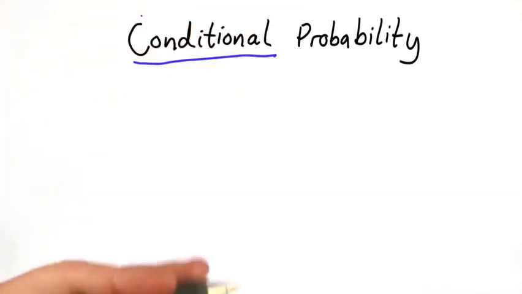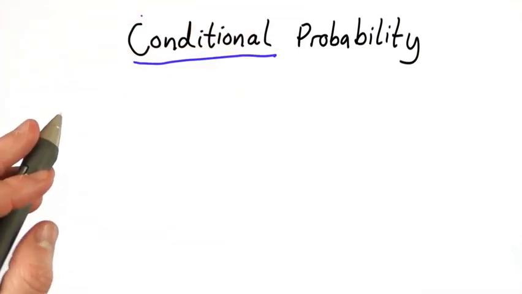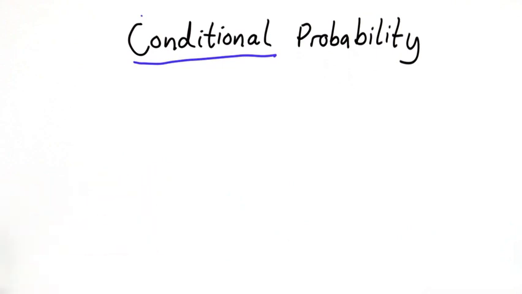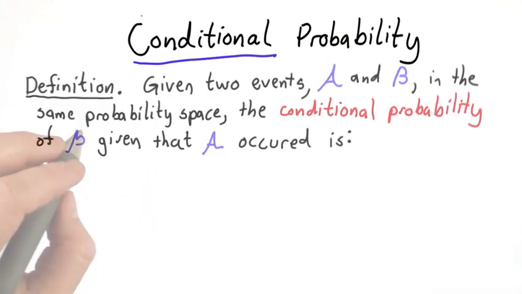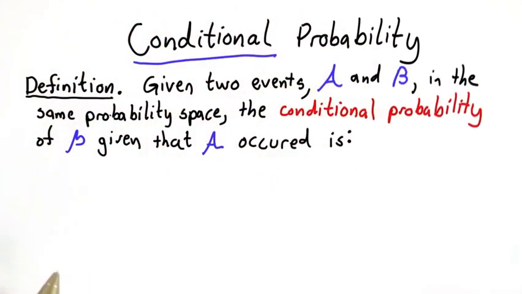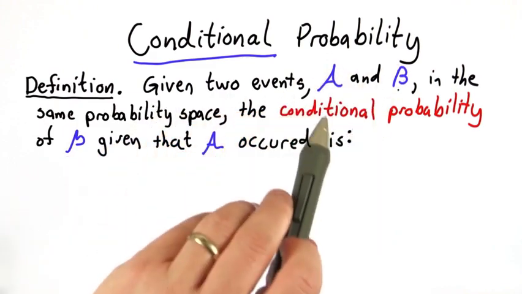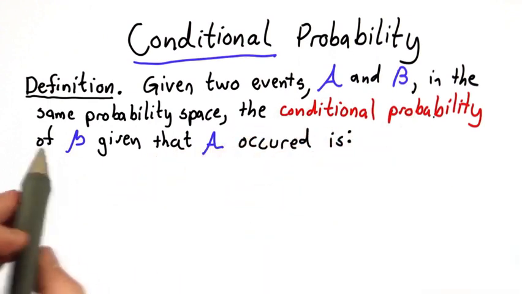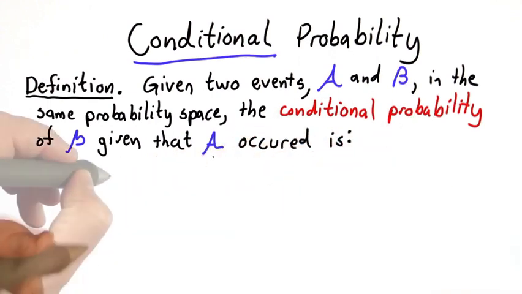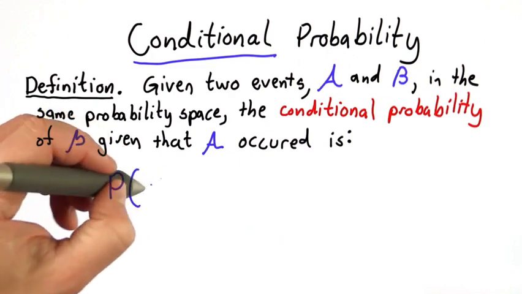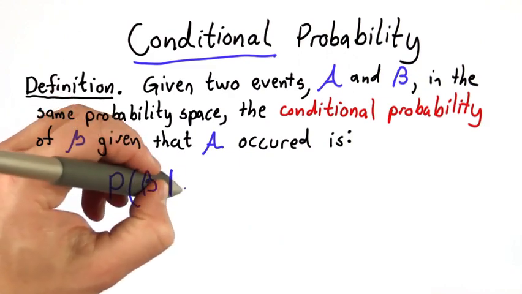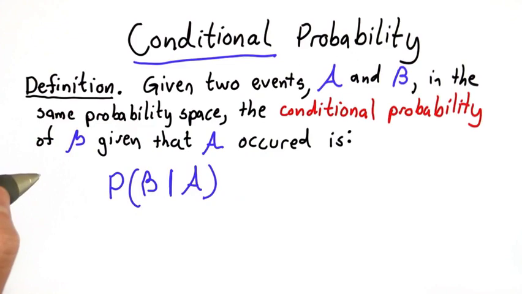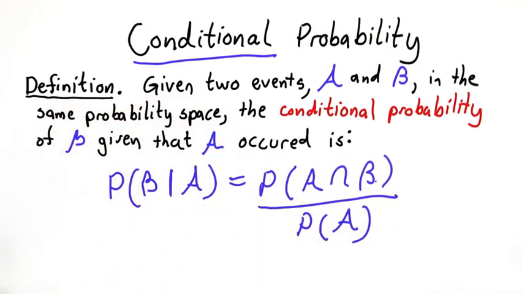The next concept I want to talk about is conditional probability. And this is the one we're going to need to use to prove that the one-time pad is perfectly secure. So here's our definition of conditional probability. If we have two events, we'll call them A and B, and they're in the same probability space, the conditional probability of B, given that A occurred, is written like this. So it's the probability of B given A. So we use the bar to indicate conditional probability, and it's defined by this formula. So it's the probability of A intersected with B divided by the probability of A.